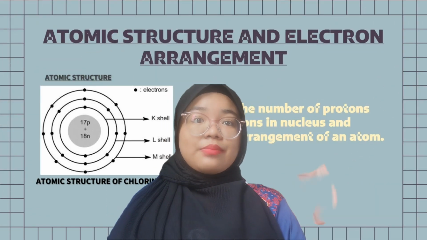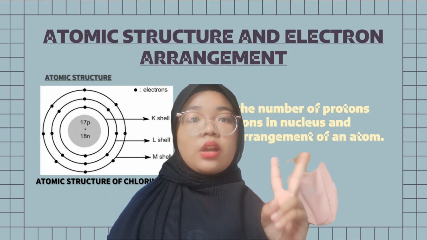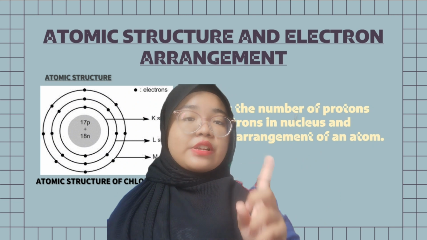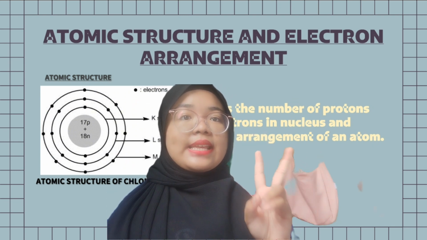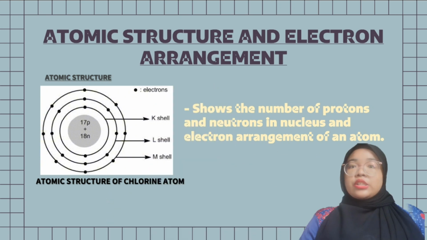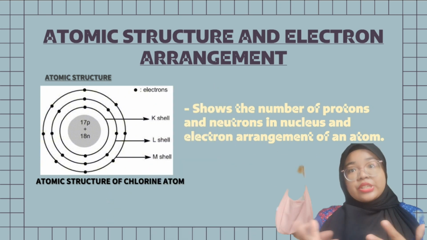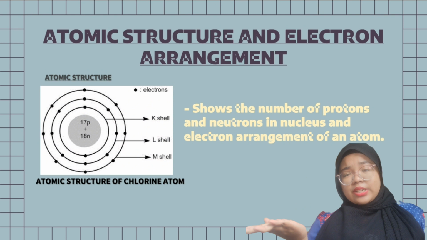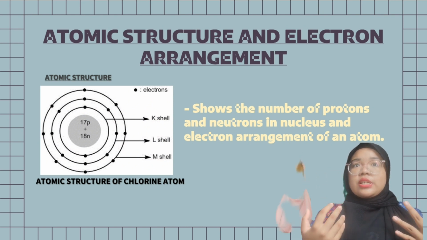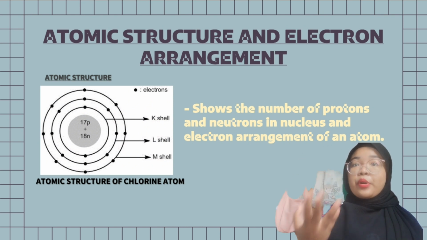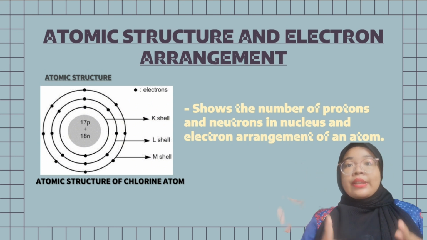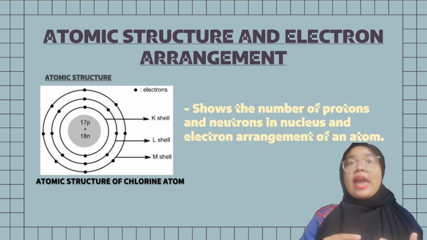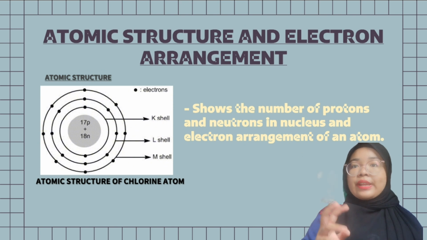So in atomic structure, there are two different types of structure. The first one is atomic structure itself, and the second one is electron arrangement. So the first one is atomic structure. What is atomic structure? Basically, atomic structure shows the number of protons and neutrons in the nucleus in the center of an atom, and the electron arrangement of an atom.